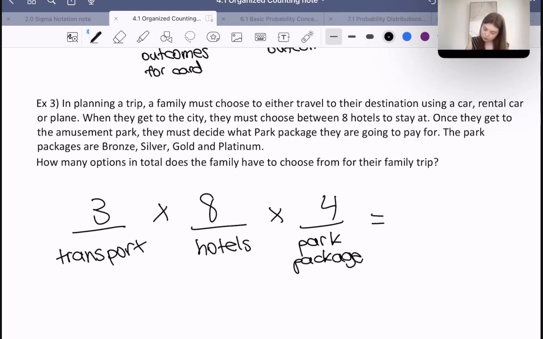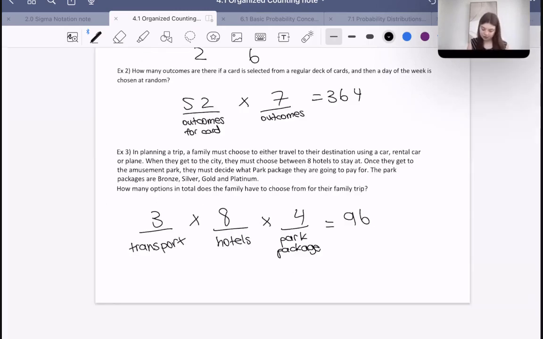And we're also assuming here that they're not going to choose multiple options. They're not going to choose 2 different park packages or 2 different hotels or 2 different methods of transport. They're just going to choose one thing from each category, because if they had the option of choosing multiple, then we would actually use a different method, which we'll go over on a different day. But this is assuming they choose exactly one choice. They make exactly one choice for each of these aspects of their trip, and we get 96. So basically there's 96 possible different ways to do this family trip. Very good. Very, very good.